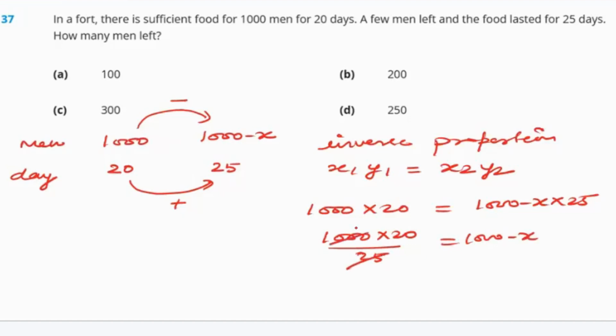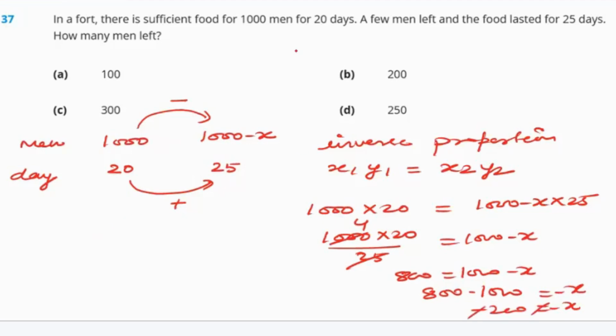When we solve it, 4 times 200 is 800, so 800 equals 1,000 minus X. So 800 minus 1,000 equals minus X, so minus 200 equals minus X. So the value of X, the number of men who have left, is 200, which is option B.